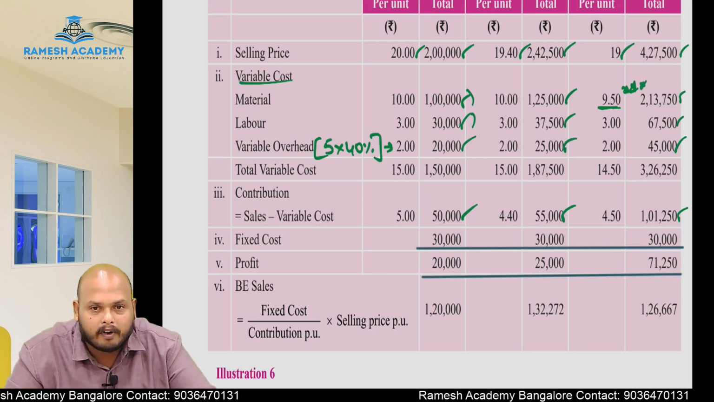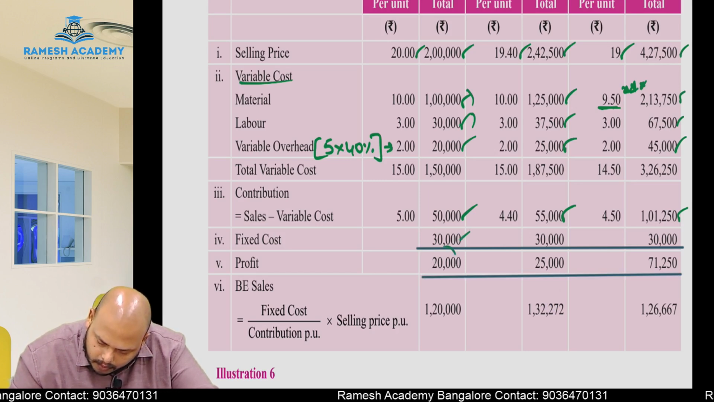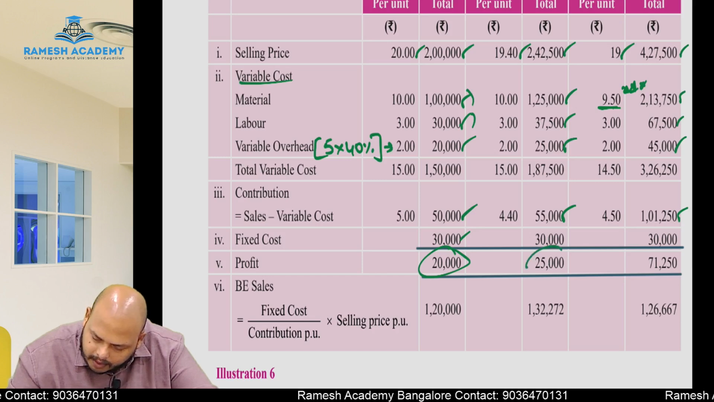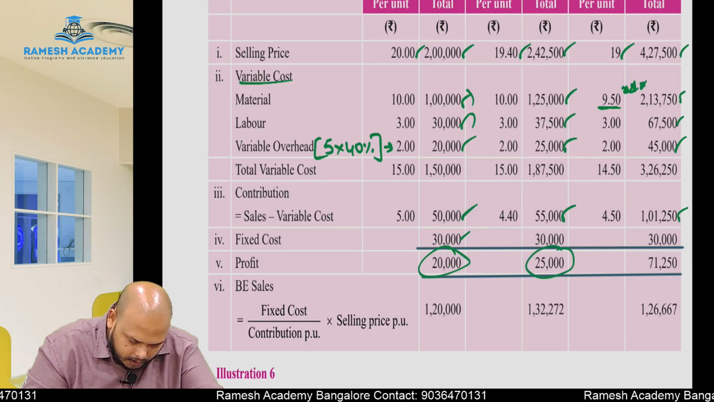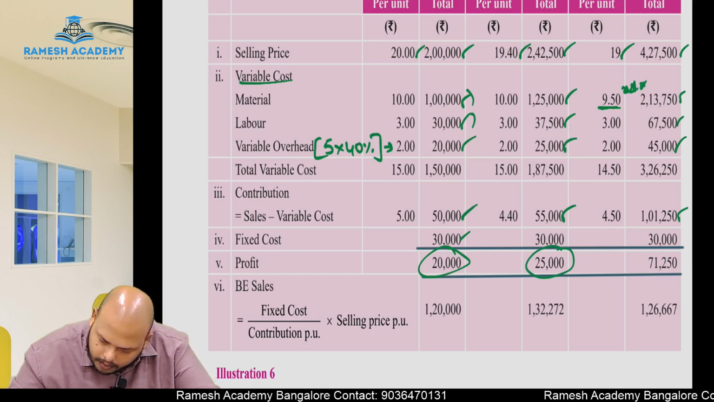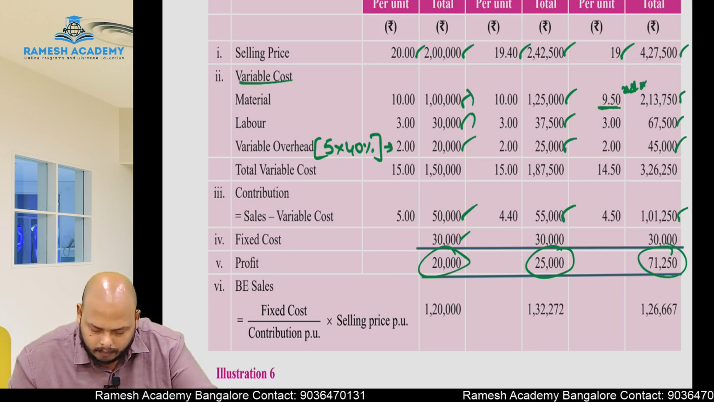So how much is the profit? 50,000 minus 30,000, and that is nothing but 20,000 is the profit. 55,000 minus 30,000, 25,000. 1,01,250 minus 30,000, 71,250 is the profit. Okay, now we got the profit.